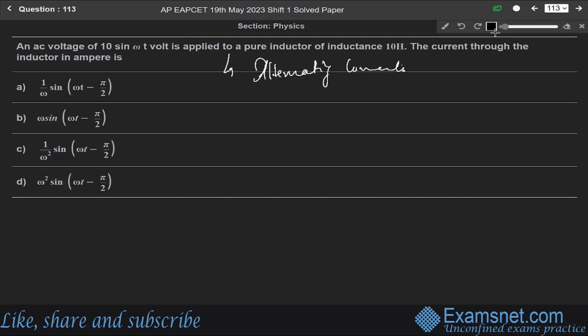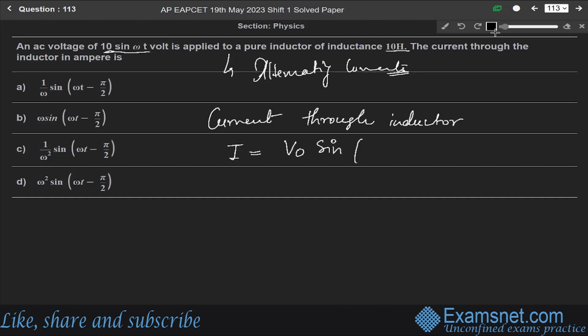Alternating currents. Okay. So in this question, we are given AC voltage of 10 sine omega t and inductance of 10 Henry. We have to find the current. Okay. So current through the inductor will be I equals to V naught sine omega t minus pi by 2 over XL, means over impedance.